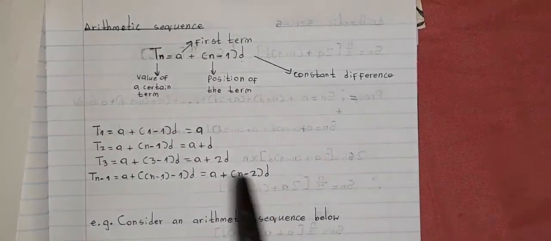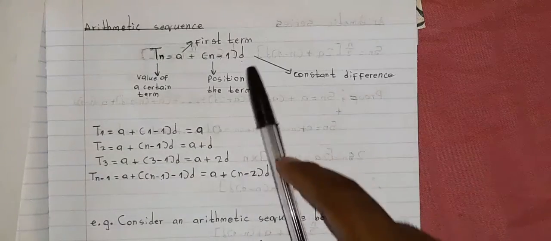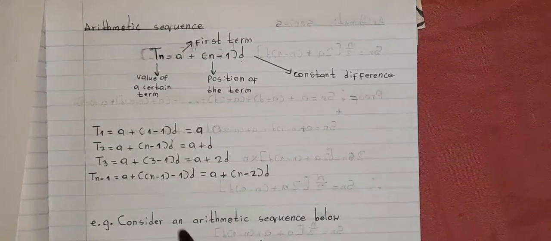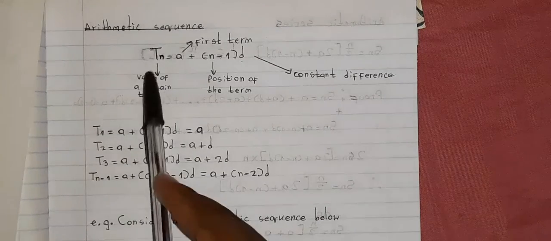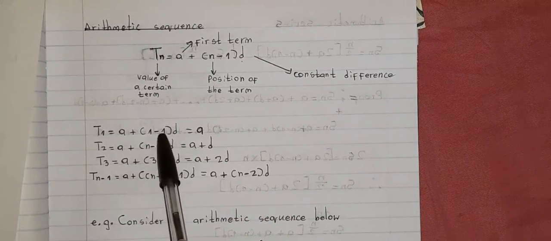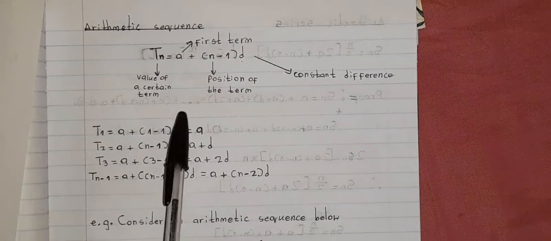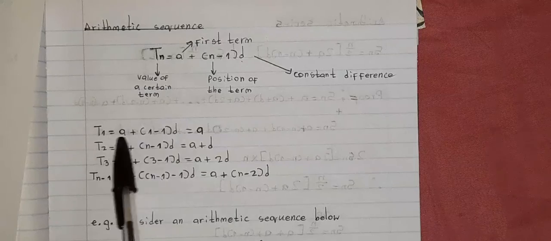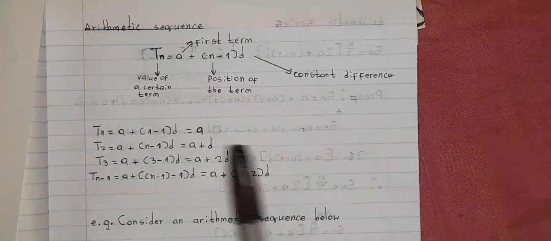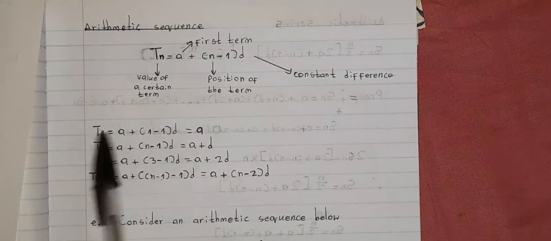So here I put a few examples. T1 is equals to A plus, where we see n, we put 1. So it's 1 minus 1 times D. 1 minus 1 is 0, and 0 times D is 0. So the first term is A. It's always A. A is always the first term.